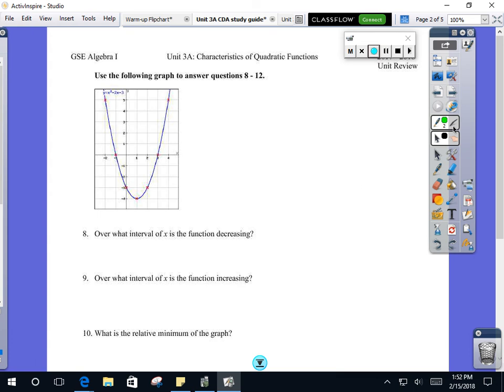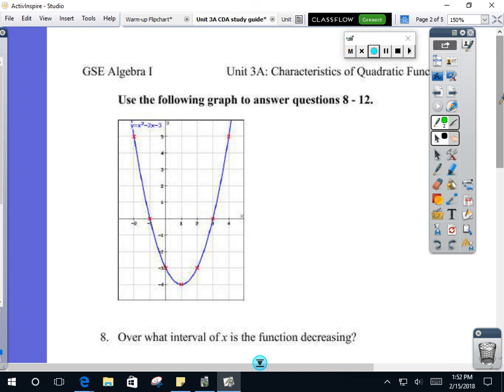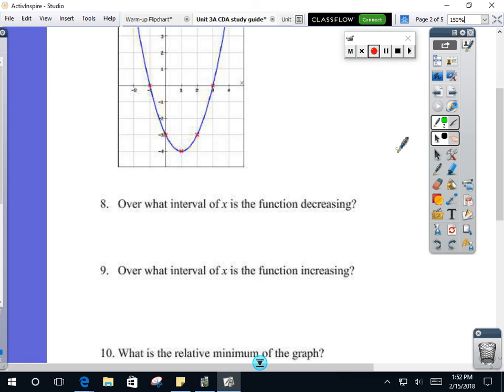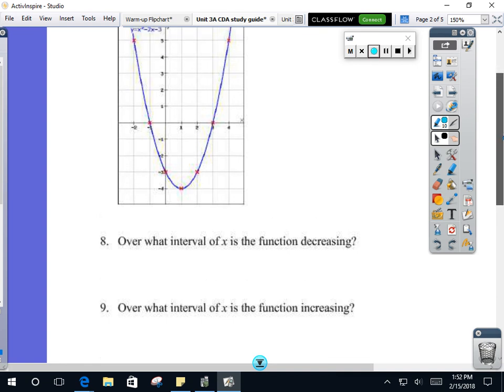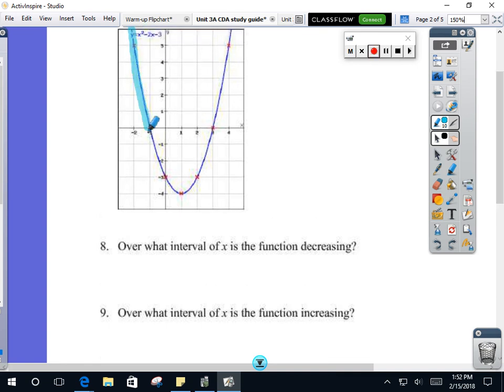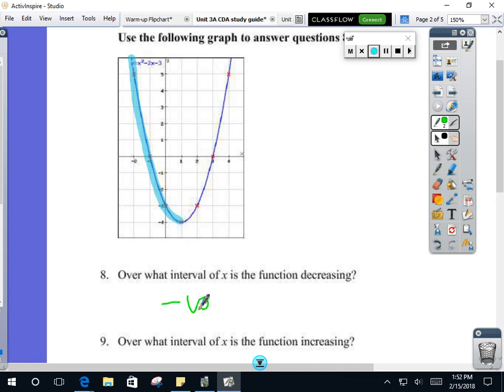Okay, number 8. Use the following graph to answer questions 8 through 12. Over what interval of x is the function decreasing? Which side of the parabola is decreasing? The left side. That's the side that's going down if you read from left to right. When did it begin decreasing? Negative infinity. Why is it negative? Because left is negative. And remember, x values are left and right. And then it stops decreasing at 1, the x value of 1.